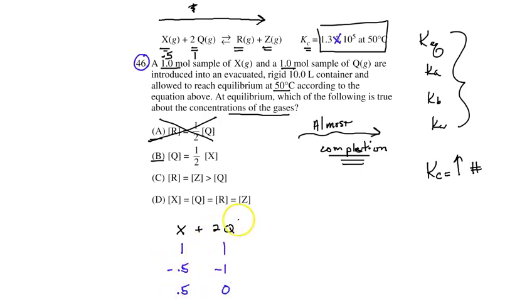So clearly there's going to be a lot more X, and Q won't equal half of X. It will if it was totally at completion, but it's not quite, okay? So that can't be the answer.